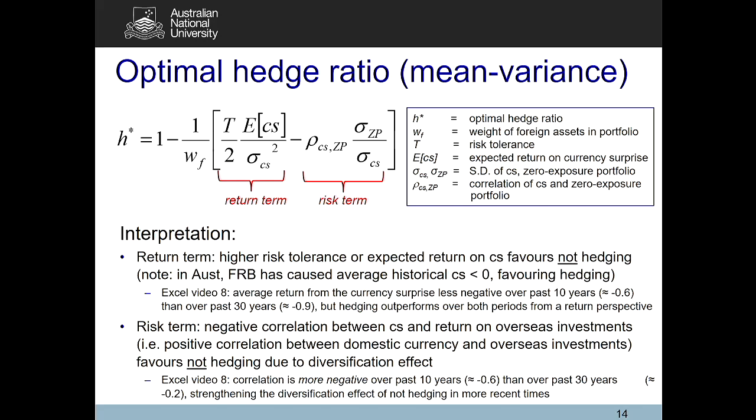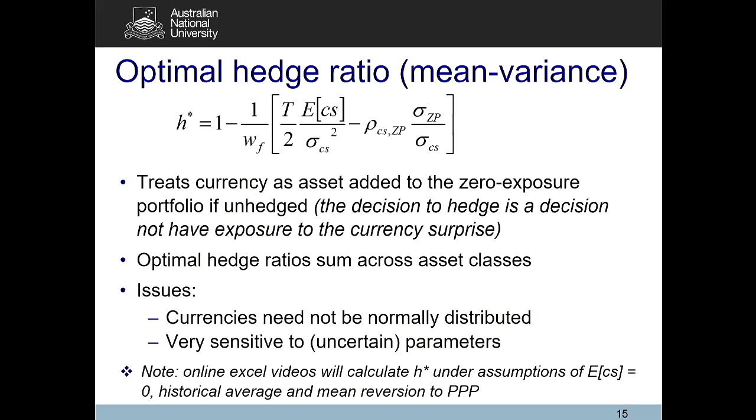A couple of other things about the hedge ratio. One, essentially, the way it looks at currency is, do you want to add another asset class to your currency hedge portfolio? Right, so essentially the decision of whether or not to hedge is a decision of whether or not you want to be exposed to the currency surprise. The optimal hedge ratios do sum across asset classes. You don't need to know that in this course because you're only ever going to calculate it within equities, but it is a nice feature of the measure.